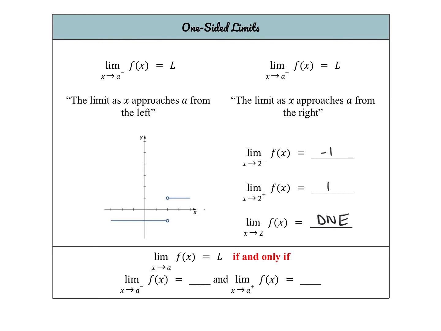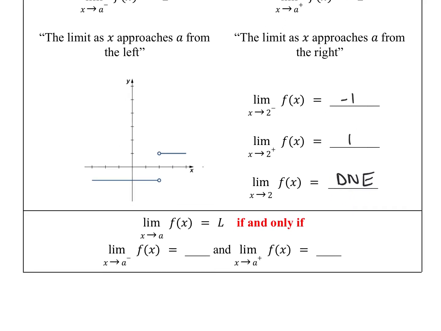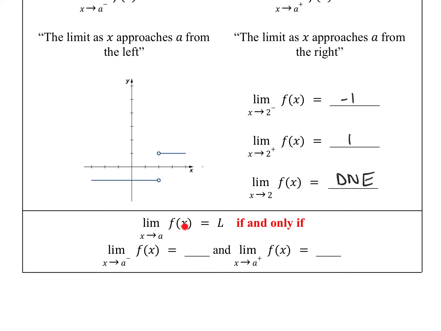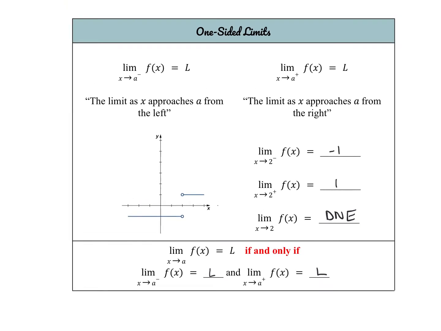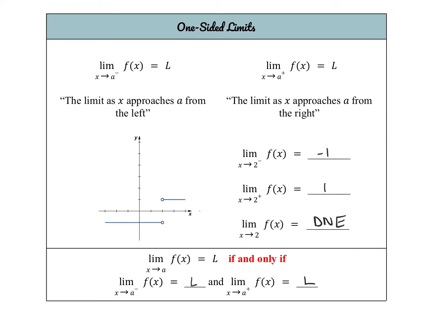This brings up an extremely important concept when we're talking about limits. The limit of f of x as x approaches a equals L if and only if the limit as x approaches from the left equals L and the limit as x approaches from the right equals L. So the one-sided limits need to match for the overall limit to exist. That's extremely important to know when we are defining the limit of a function, and it's very possible for a limit to not exist.